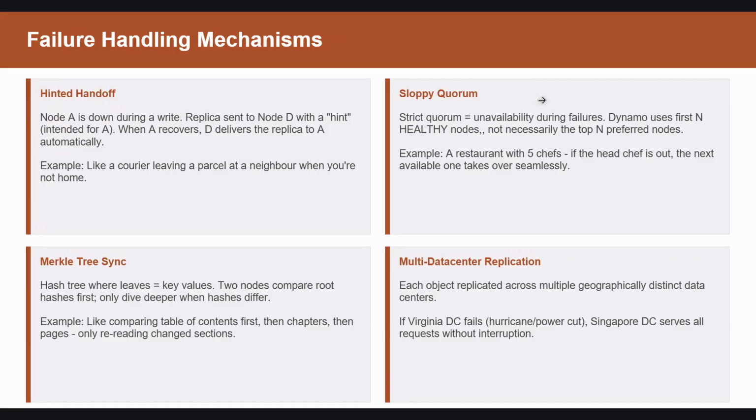The fourth one is multi-data center replication. Every piece of data is copied across multiple data centers in different physical locations around the world. So if the data center in Virginia loses power due to a hurricane, the Singapore data center instantly takes over and serves all requests with zero interruption to the user.